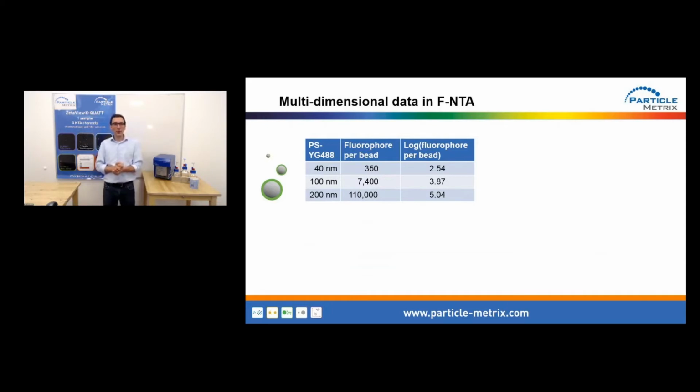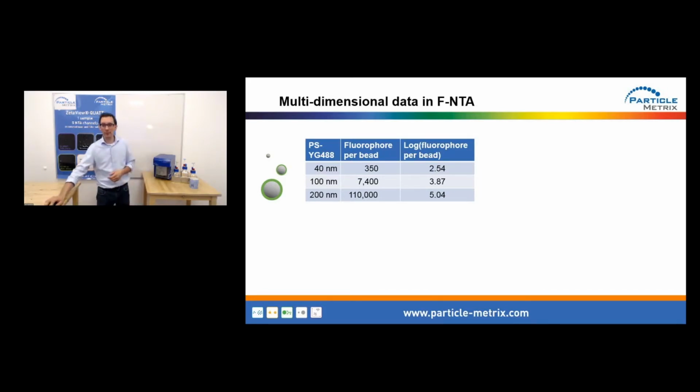The table you see here features several fluorescently labeled polystyrene beads, ranging from 40, 100, and 200 nanometers. And the fluorophores per bead are given by the manufacturer. So the range is rather huge, from 350 to 110,000 fluorophores per bead. And if you're coming from flow cytometry, you're perhaps more acquainted with the log of the fluorophores per bead.